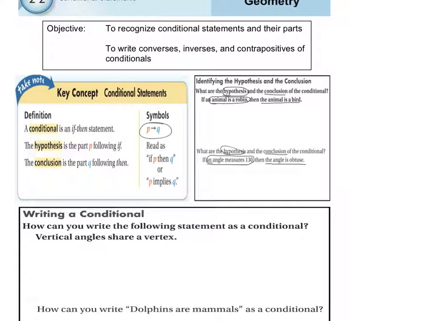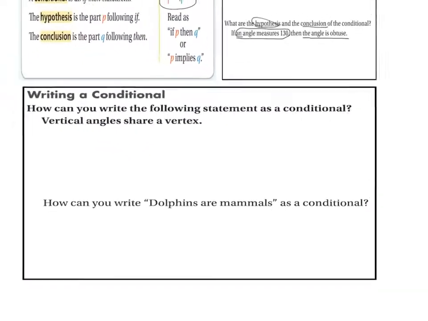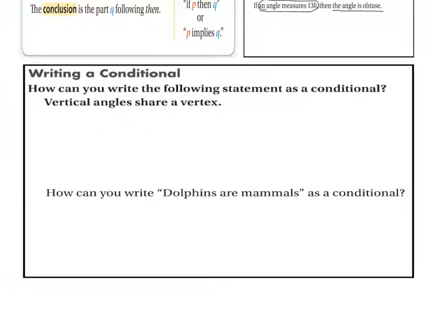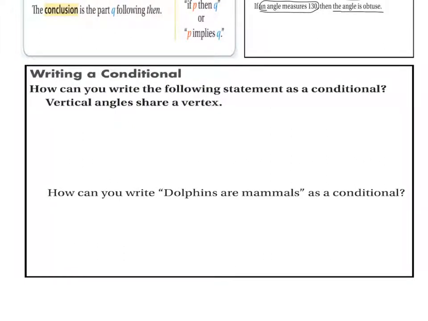Now they're going to ask you to write conditional statements, so actually write the if-then statement. They're going to give you a statement and ask you to write it as an if-then. It says here, how can you write the following statement as a conditional? Vertical angles share a vertex. I want to write that as an if-then statement. I'm going to make the fact that it's vertical angles my hypothesis, and the fact that they share a vertex my conclusion.